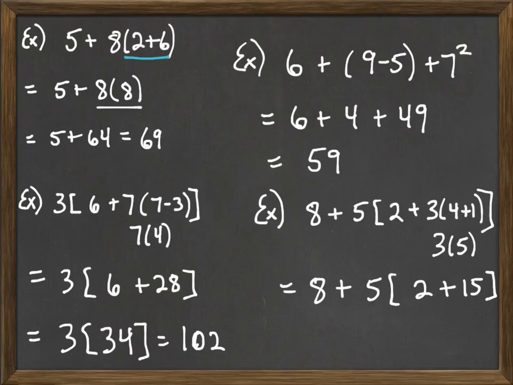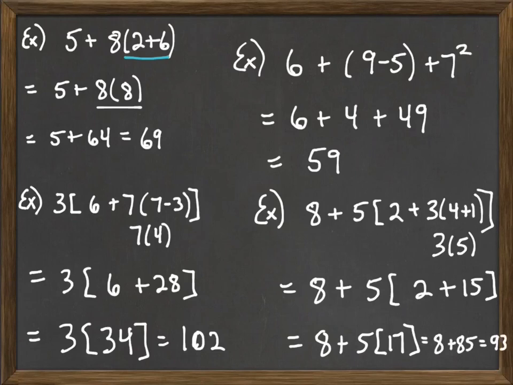Again, I can't add the 8 and the 5 yet because the 5 is involved with multiplication. So I work out the 2 plus 15, which gives me 17. And then I can multiply 5 times 17 is 85. And finally now add the 85 to the 8 and get my answer, which is 93.